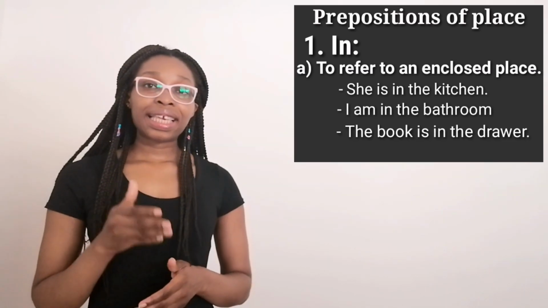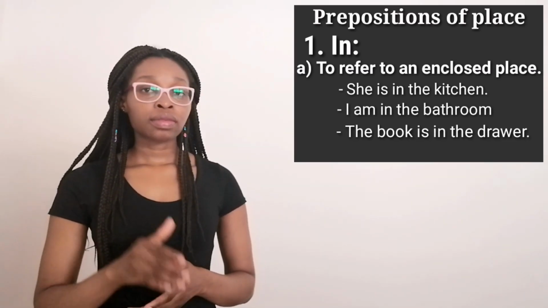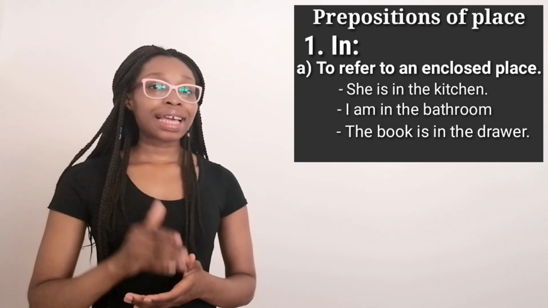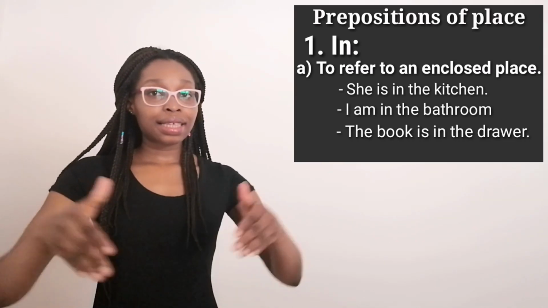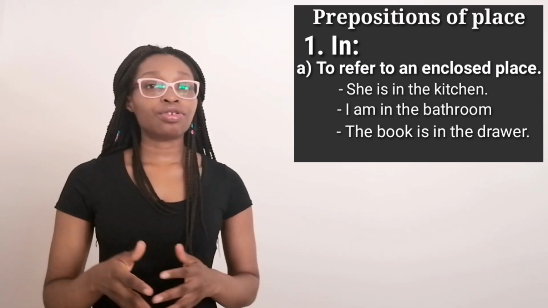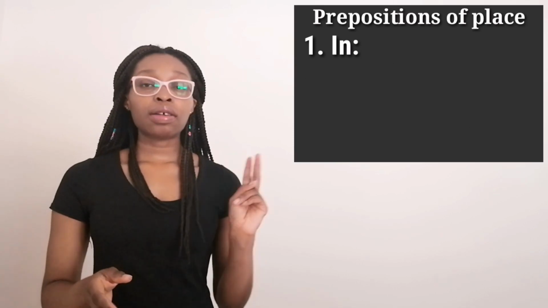The book is in the drawer. Il libro è nella cassetta. Nella cassetta. Dove è il libro? Nella cassetta. Where is the book? In the drawer. Okay.